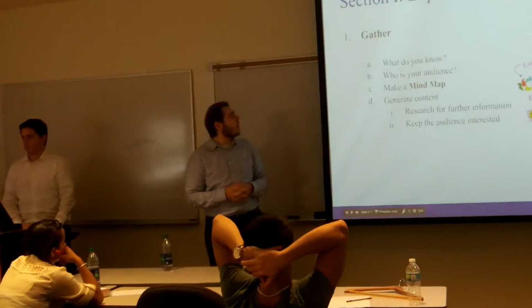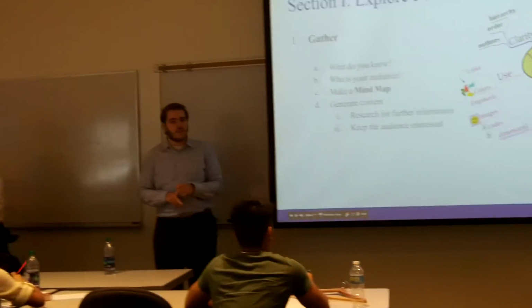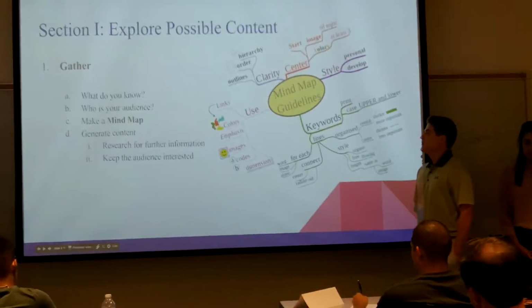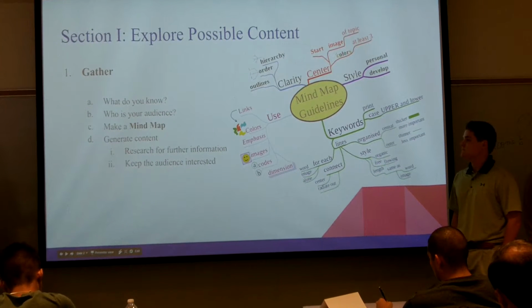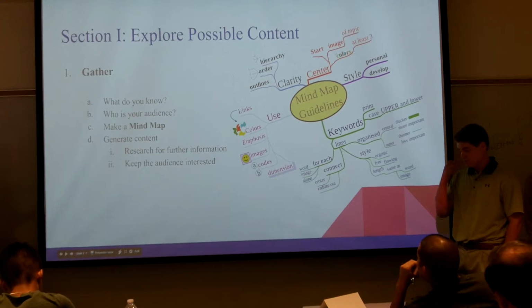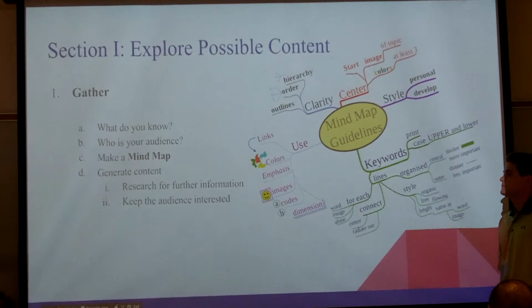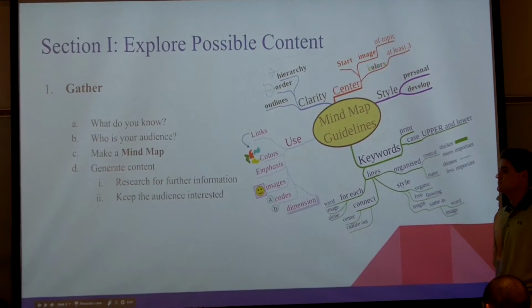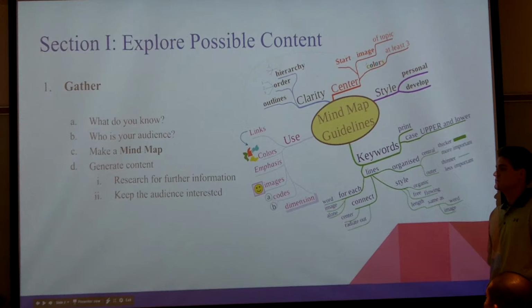All right, so starting out, exploring possible content. There are three very important things about this. Number one is to gather. We're going to start with what you know. So talk amongst your peers, think about your previous experiences, and decide what you know for sure. And you want to know your audience. You want to understand who you're presenting to. If you're presenting to a second grade class, it's a lot different than a group of business majors, so you want to keep that in mind.